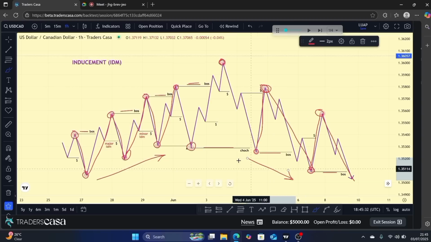And the first signal of a downtrend is after price breaks past the previous higher low. Once price breaks that, then that's a confirmed change of character, and that's the first signal that price is changing bias to bearish.